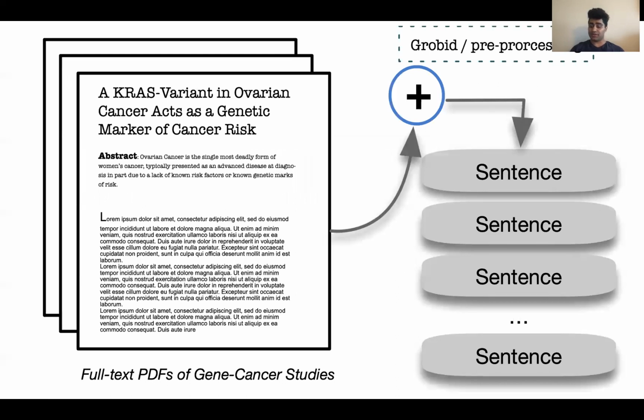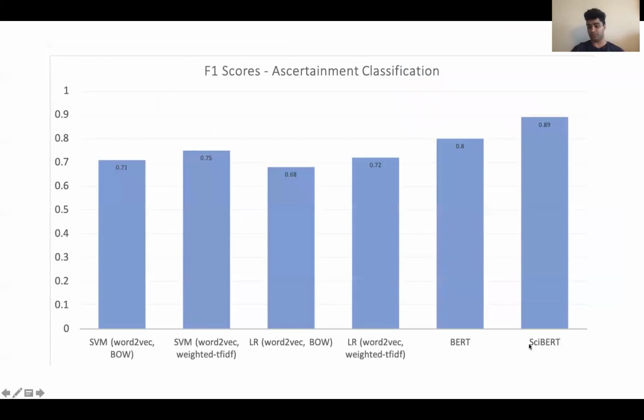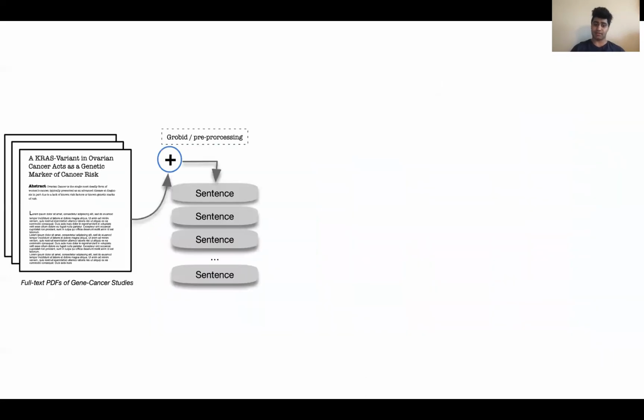So for the ascertainment classification task, you begin by taking the full text PDFs of these gene cancer studies and parsing them through a tool called Grobid, which gives us an XML representation of the document. And then using some neat regular expression tricks, you can get a sentential representation of the entire document. On the sentential representation, you can induce distant supervision over these individual sentences by comparing them to the available ascertainment mechanisms to create a set of positive labels, and then you can treat this entire problem of identifying ascertainment sentences as a classification problem, and then you can use your favorite model. So naturally, using a transformer seems like an overkill, but it does a reasonably good job.